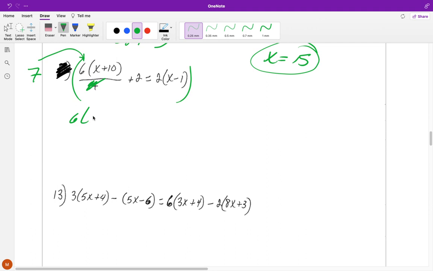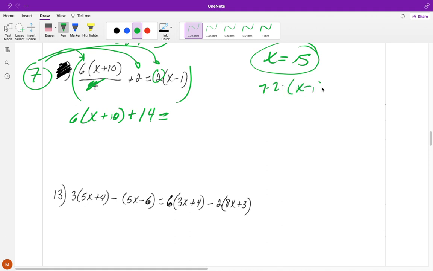So I'm just left with 6 times (x plus 10). And then I just need to remember to multiply everything else. So plus 14. And here, since they're already being multiplied, I can just multiply the 2 and the 7, because it's 7 times 2 times (x minus 1).